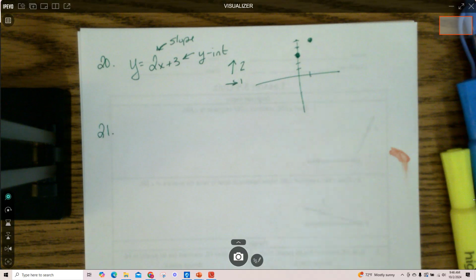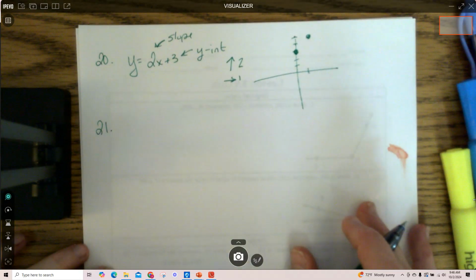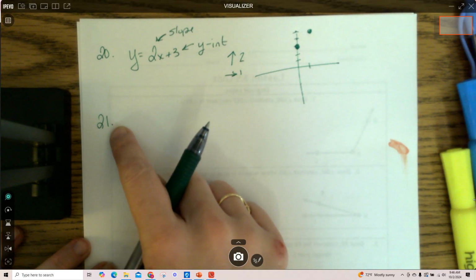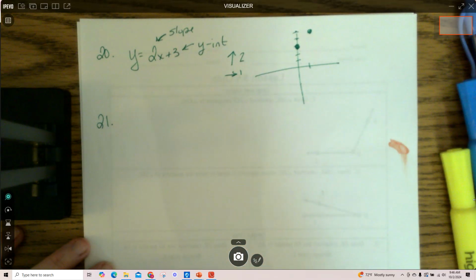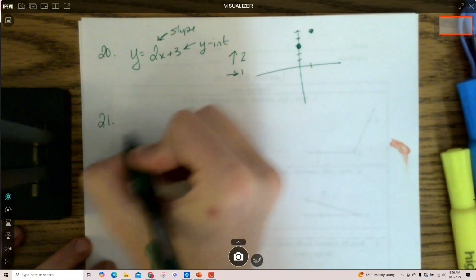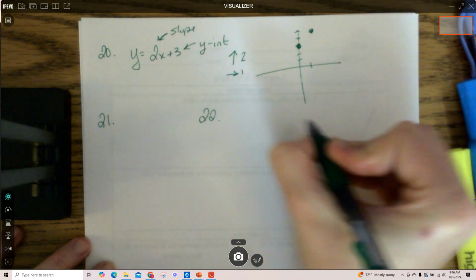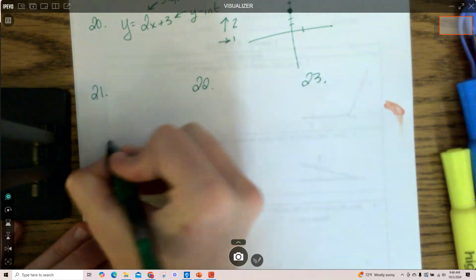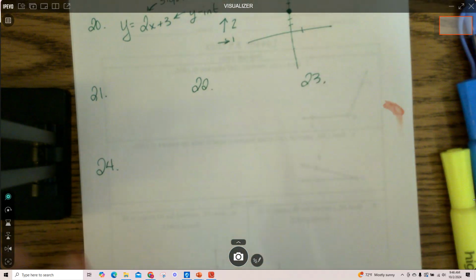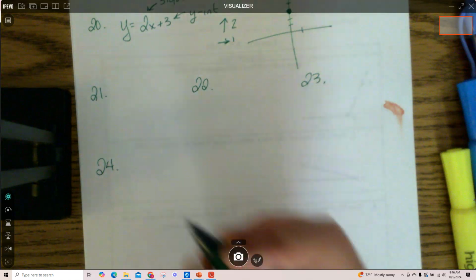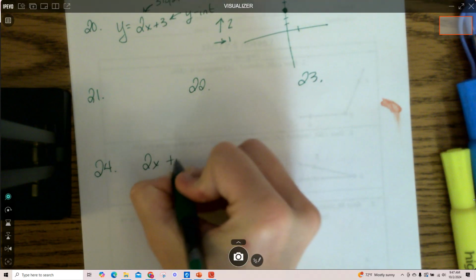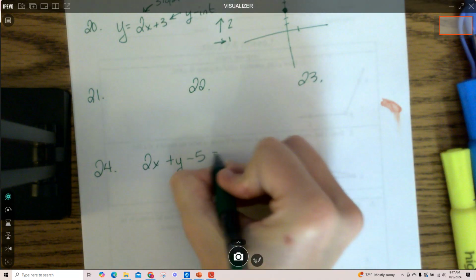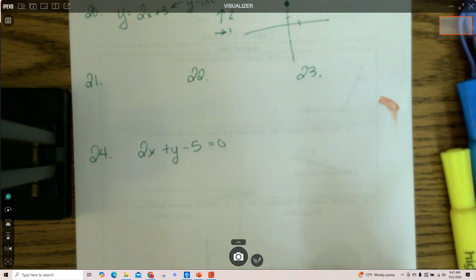So on question 24, it gives us general form and asks us to rewrite it in slope intercept form. 21 is the same as this, 22 is the same as this, and 23. Can y'all handle those? Yes. All right, then let's jump to 24 because that's the hardest stuff in here. Rewrite the equation 2x plus y minus 5 equals 0.